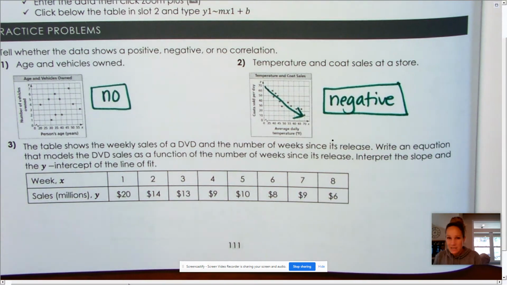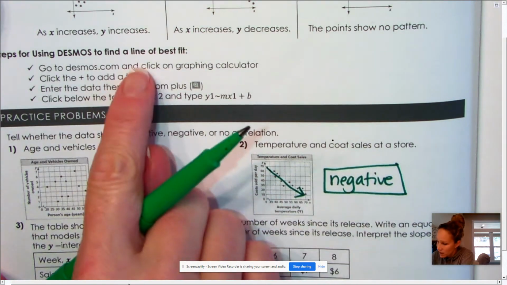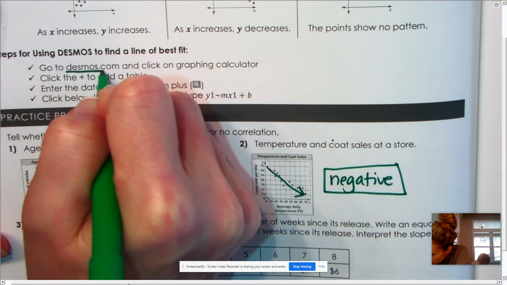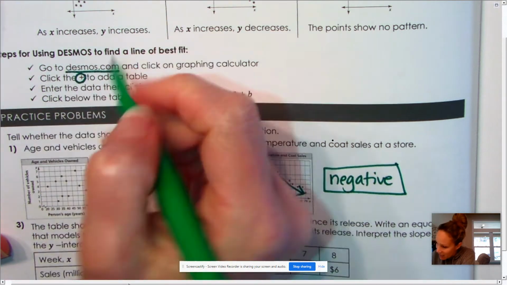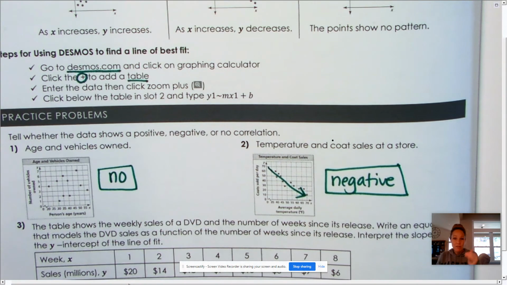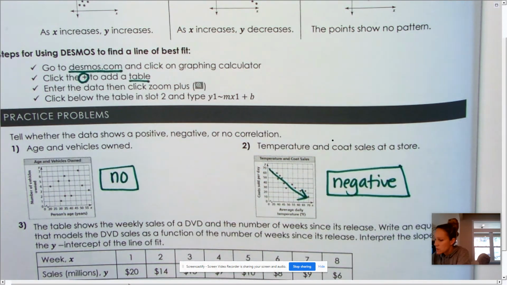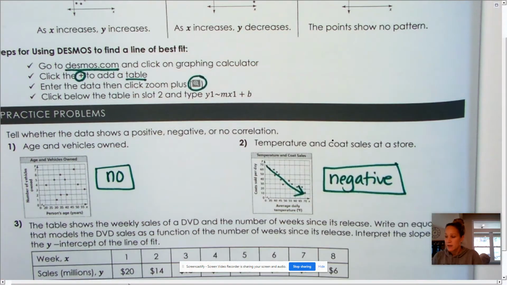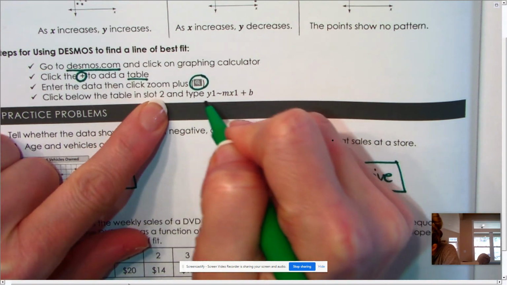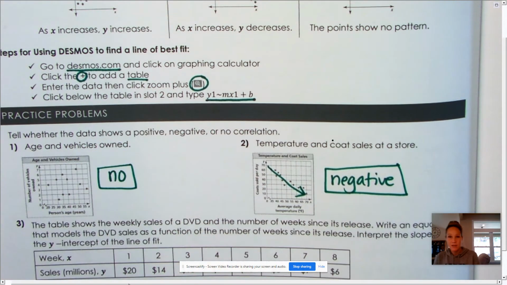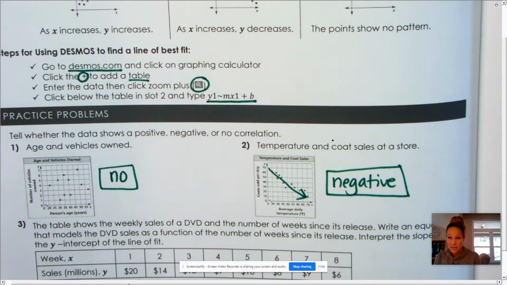Okay, so we're going to go over to Desmos, but I want to point out a few things. All of the instructions are right here. This is the website you go to, desmos.com. You click the plus, and we're going to add a table. We're going to put all of the data in there, making sure to be careful what's X and what's Y. We're going to zoom plus with the little magnifying glass there. And then in slot 2, we're going to type that right there so that it gives us an equation of the line of best fit for all the data that we enter.